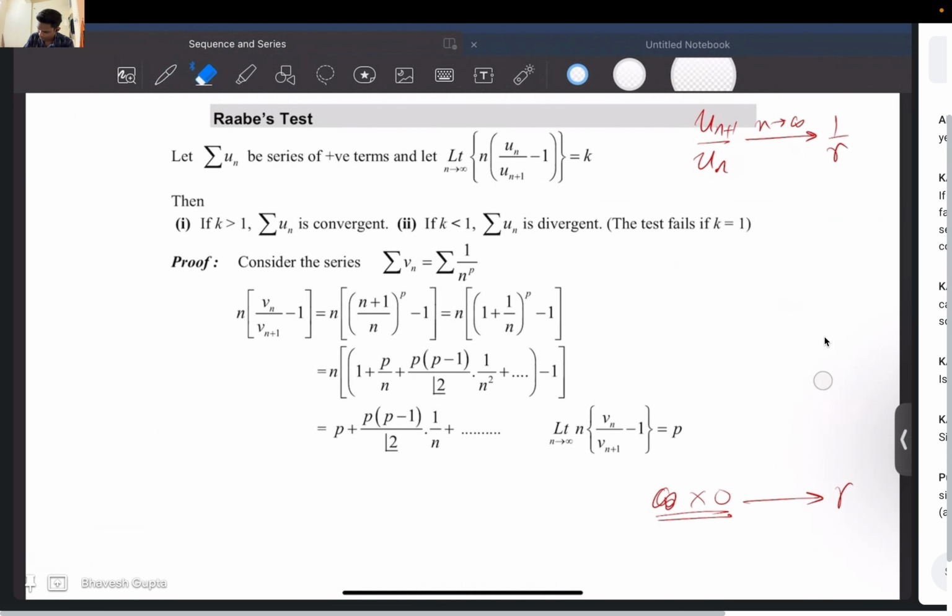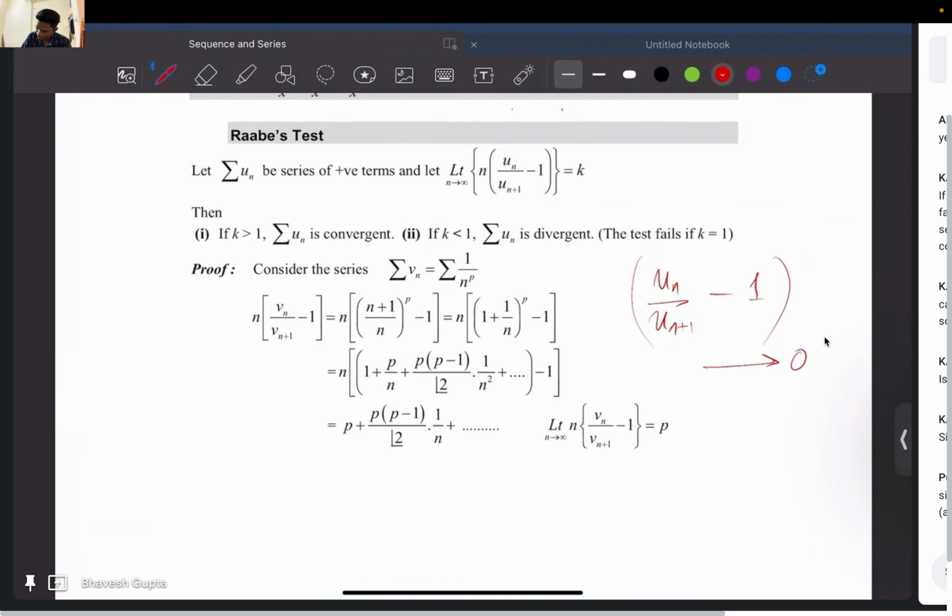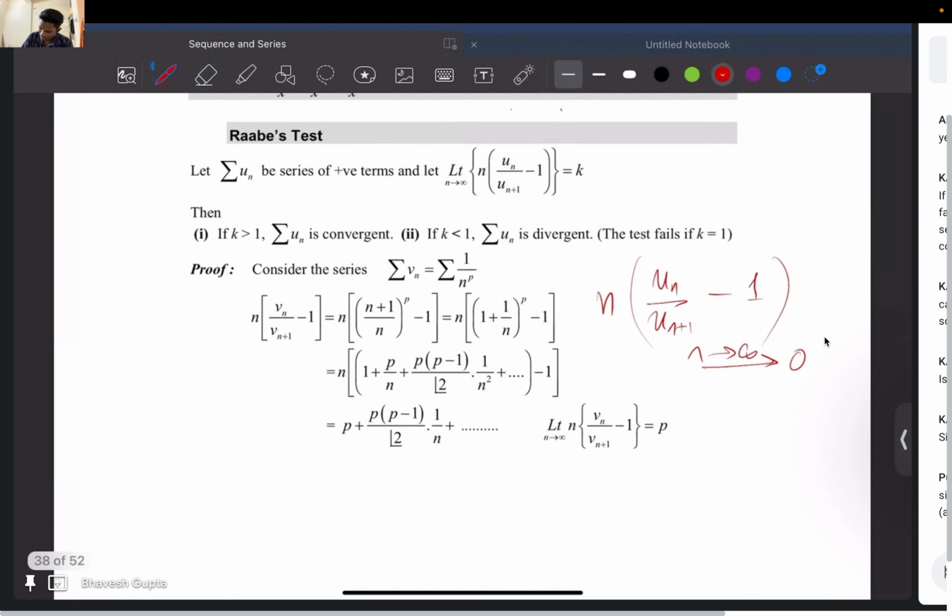So could you explain why it falls under r? The thing is that if you see this particular case, un over un plus 1 will be greater than 1 in the case of convergence. And to make a fraction, we subtract 1. So this is a fraction which goes very close to 0 when n goes to infinity. So to make a finite value, which is greater than 1, we multiply by n, because this goes to some infinity.